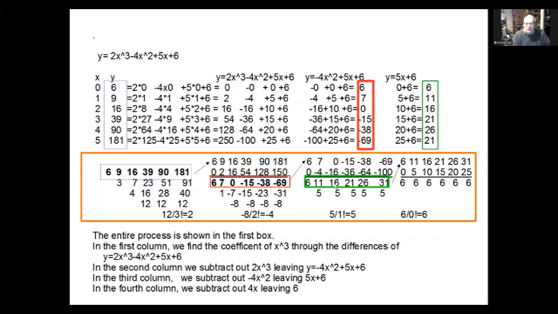And I do one more subtraction, and I get 5. Since I only went down 1 level, I divide by 1 factorial. And that gives me the coefficient for the x. Now again, I do the same thing. I move this up, and I subtract from it the numbers of 5x. And when I do that, I get all 6s.